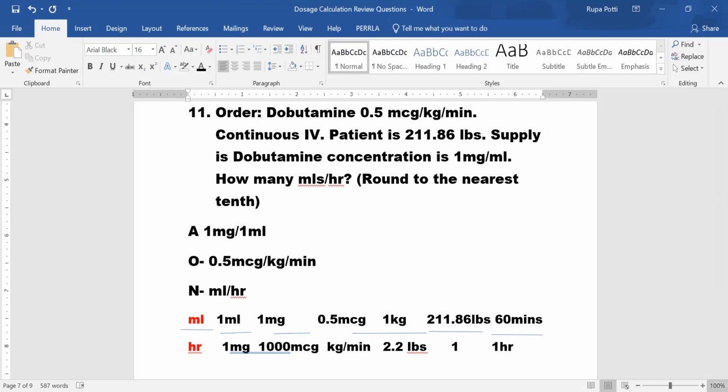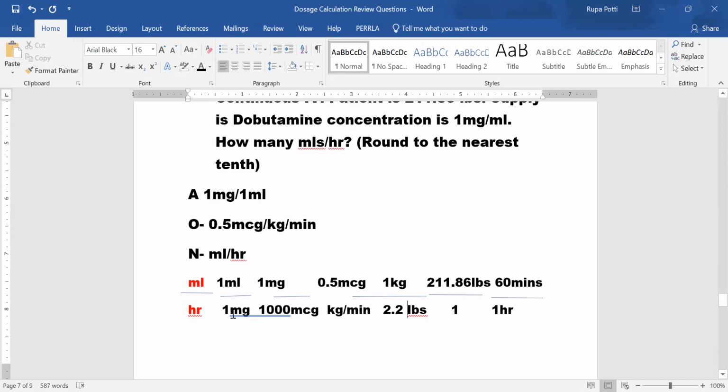So after you lay your problem out, now you start canceling out, okay? So this is the interesting part. As I was saying, once you cancel out everything, if you do not get what you're looking for, then don't even bother to do the calculations because your calculations are going to be wrong. So let's see if we will have ml per hour remaining. You canceled out your milligrams and milligrams, you cancel out your micrograms. So over here, you're canceling out your units, okay? You're not doing anything with the numbers yet. You're only canceling out the units.